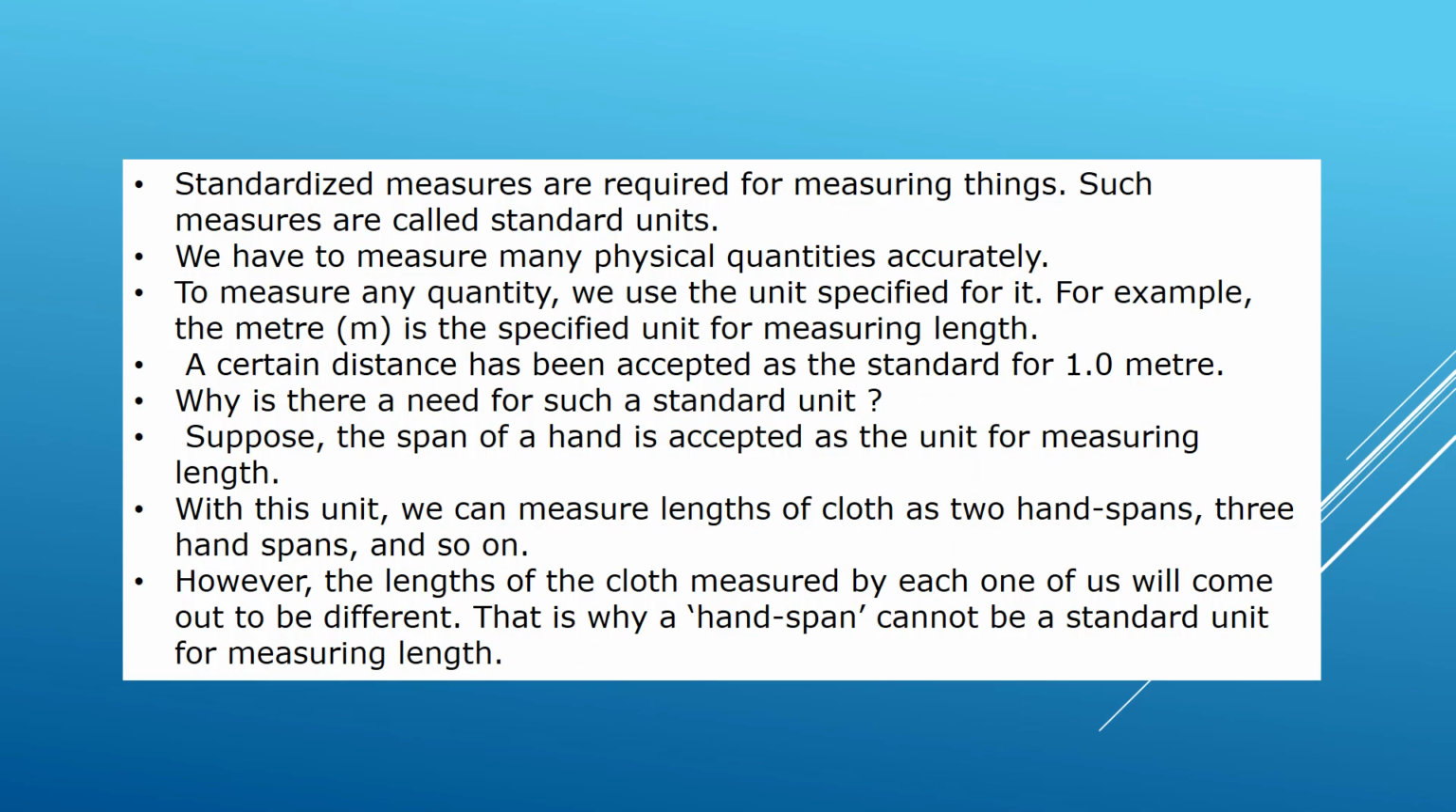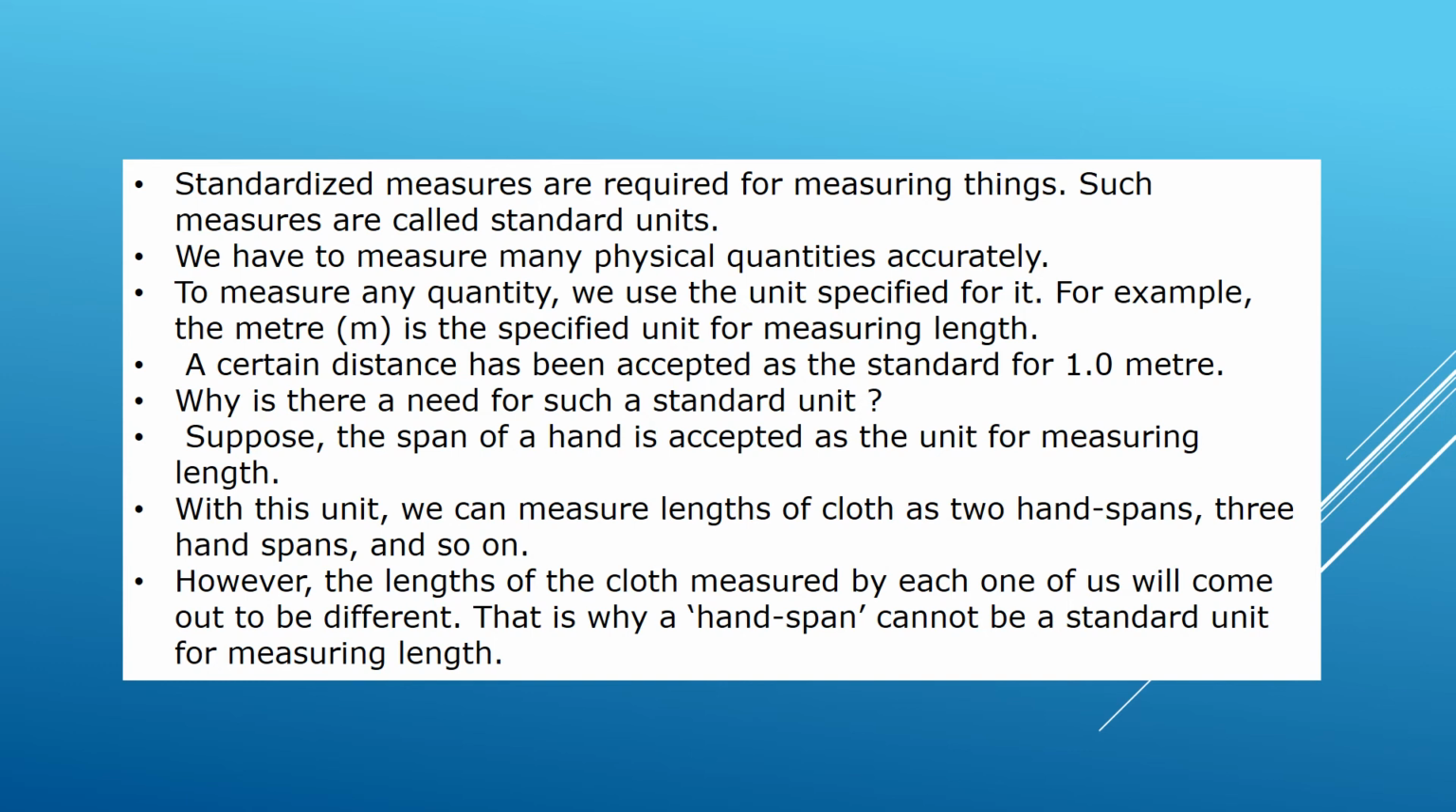Now, standardized measures are required for measuring these things, and such measures are called standard units. We have to measure many physical quantities accurately. So, to measure any physical quantity, we have to use a specified unit. For example, the meter, that is small m, is the specified unit for measuring length. A certain distance has been accepted as the standard for 1.0 meter.